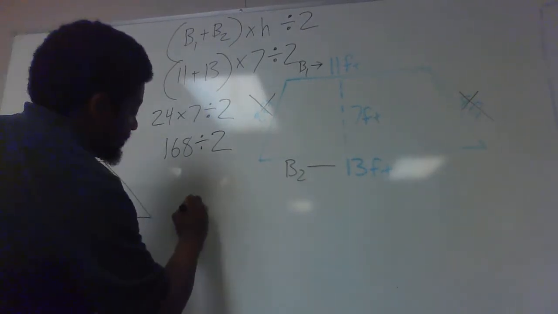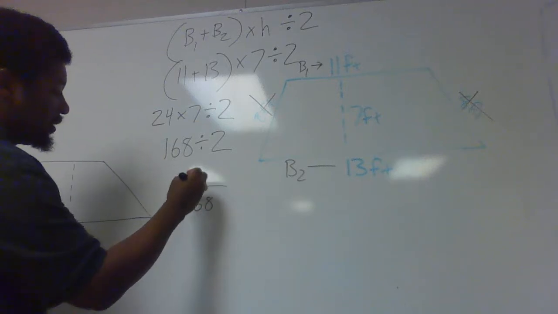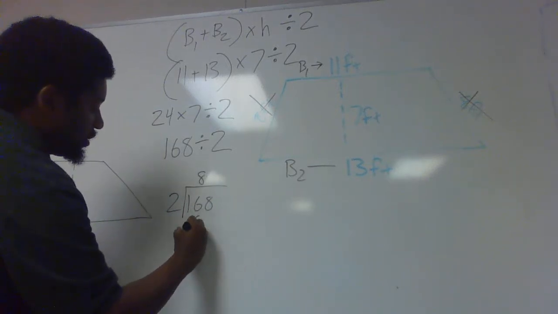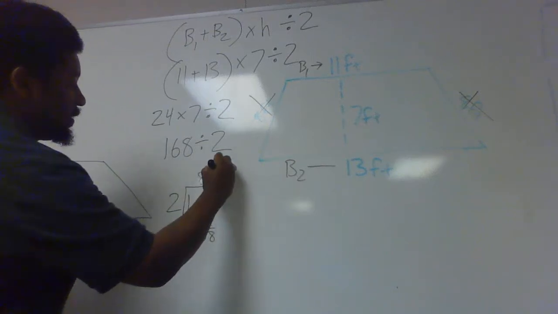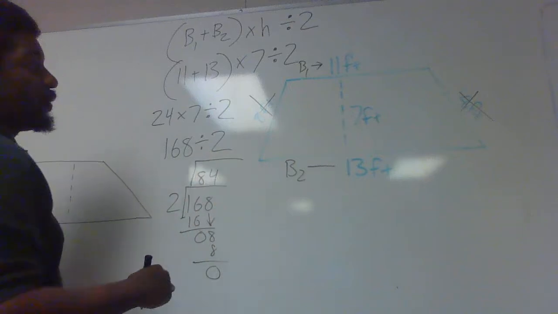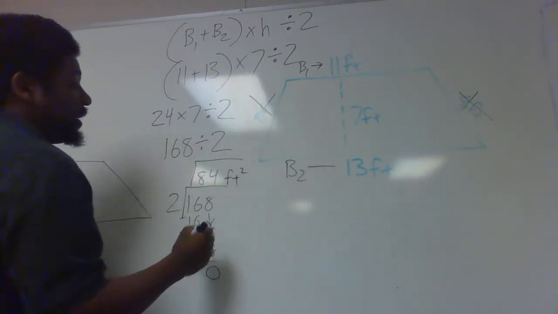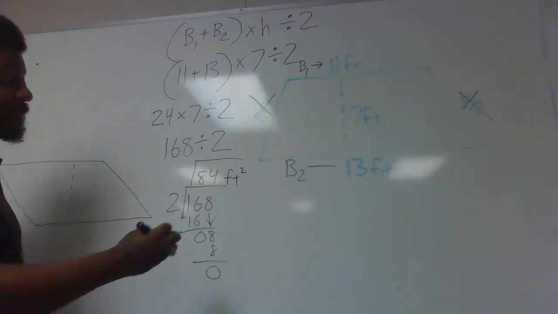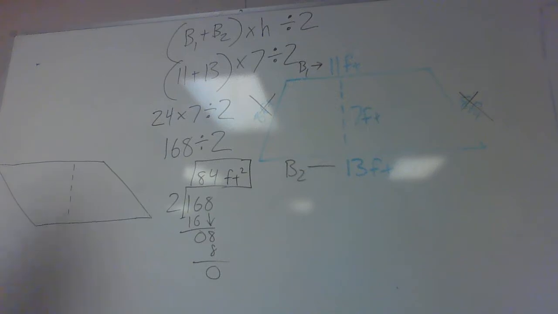So now my final answer, whatever 168 divided by 2 gives me, two goes into 8 4 times. So my answer would be 84 feet with the little 2 on it. But y'all, since you're doing it on the computer, you're just going to put the number as your answer. So 84 would be my answer for that one, or 84 square feet.